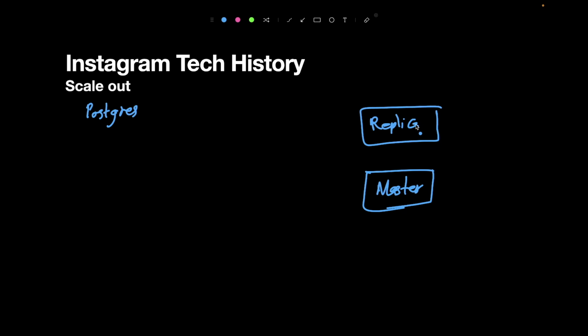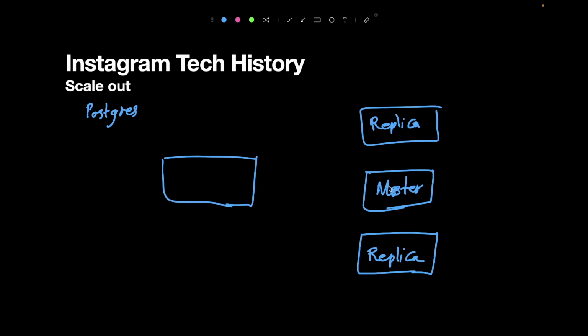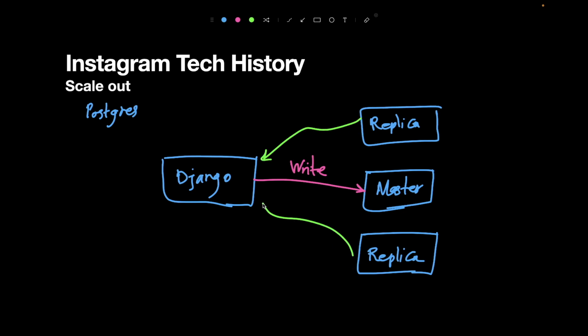because in a social network scenario, usually reads per second are greater than writes per second. So there is only one master database that Django can write to, and there are other replicas that Django uses to read data.